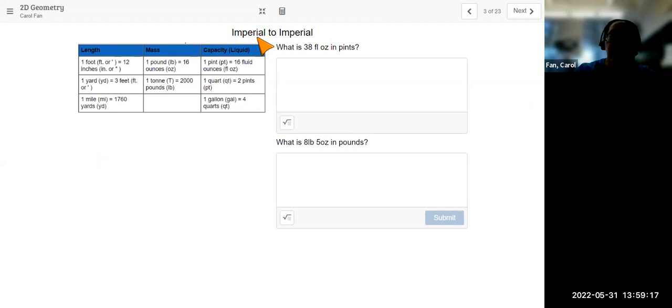If we're going from imperial to imperial, we would have to use a ratio. So unfortunately, the imperial system is not base 10. And so we can't just move the decimal spot to the left and to the right.